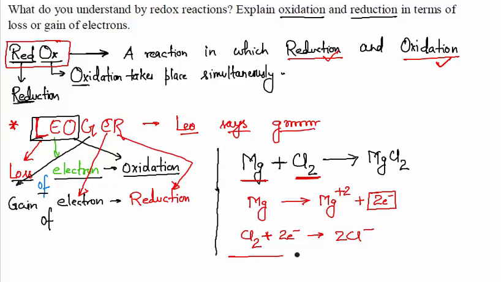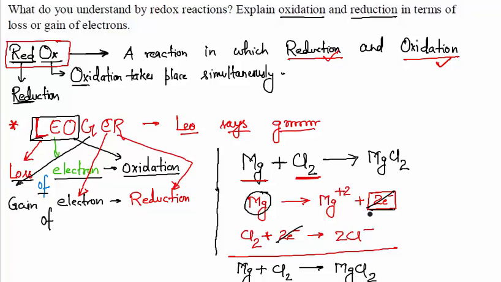When you add these, the electrons get cancelled out. And when you add, you will find the reaction: Mg plus Cl2 gives you MgCl2. Basically, what is happening here is that magnesium is losing electrons. And as we see, loss of electron is oxidation.